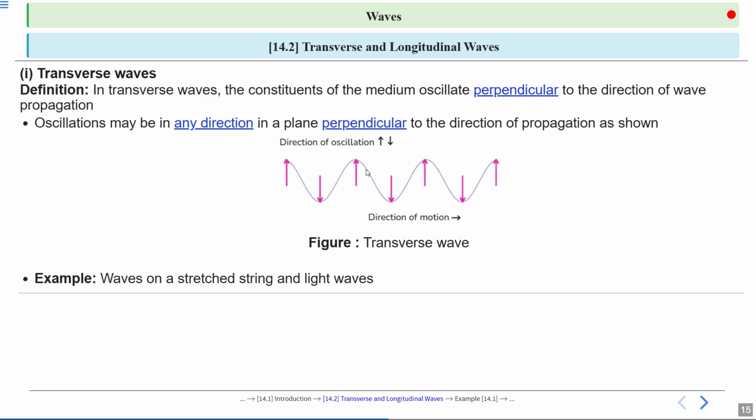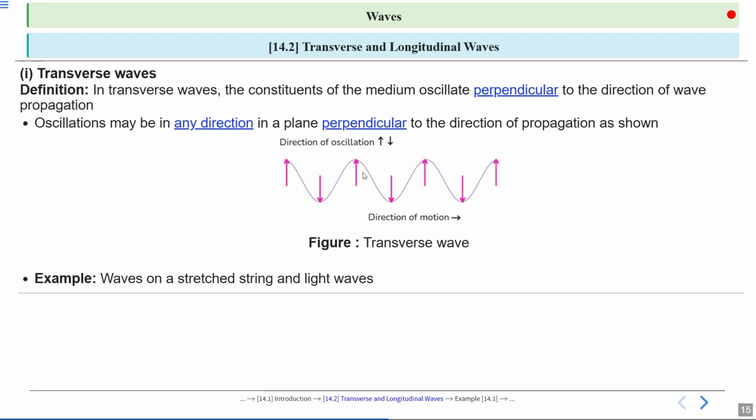Some common examples of transverse waves include waves on a stretched string, like when you pluck a guitar string, and light waves, which are electromagnetic. These examples show how transverse waves appear in both mechanical systems and in electromagnetic phenomena.